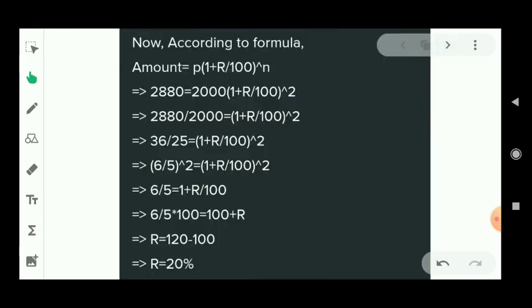Let's see the solution. As you know the formula, amount equals P bracket 1 plus R upon 100 to the power N. So after putting the values of the amount, that is 2880 rupees, the principal's value 2000, the rate we have to find, that means we have to put R here, and N's value is given, that is 2 years. And after solving it, the rate's value will be 20%. So this will be the solution of question number 9 from your reasoning book.